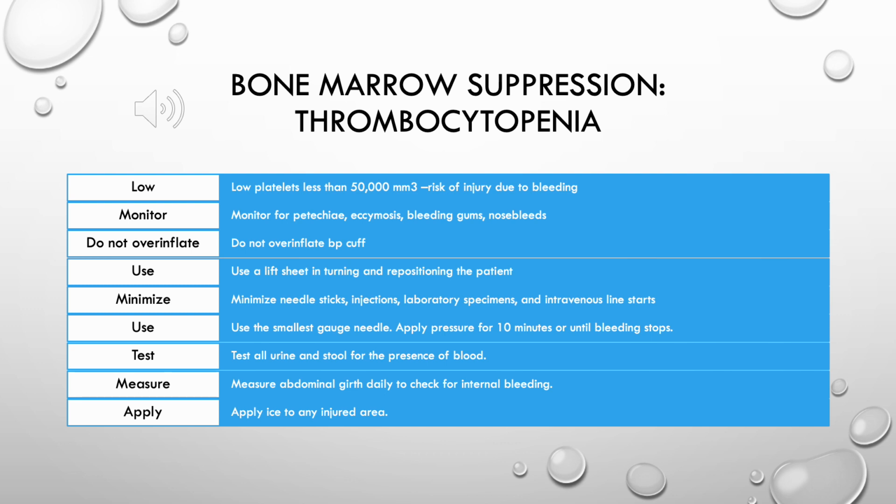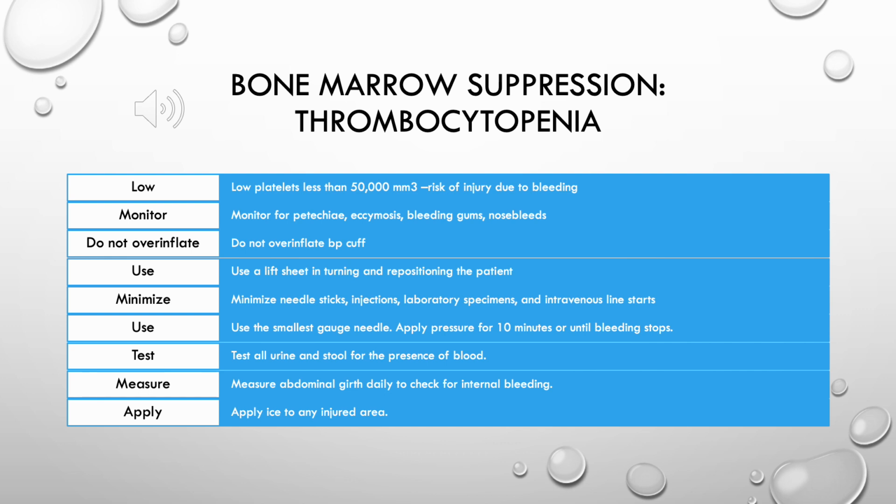Ecchymosis is bruising, bleeding gums, and you're going to look for nosebleeds. Do not overinflate the BP cuff because the patient is at risk for bleeding if you do. You want to make sure you're using a lift sheet when you're turning and repositioning the patient. You never want to put your elbow, your arm under their axilla and move them up that way because you can shear the skin that way and they could bleed.